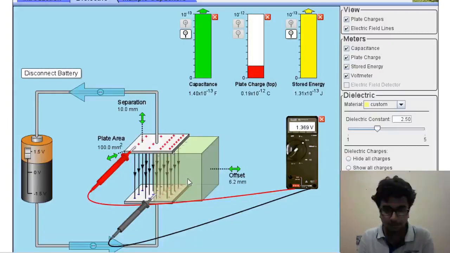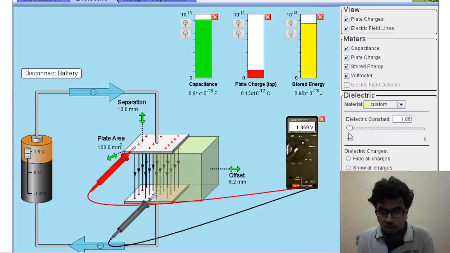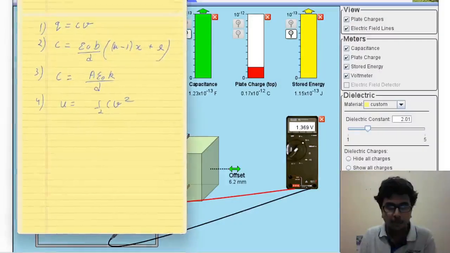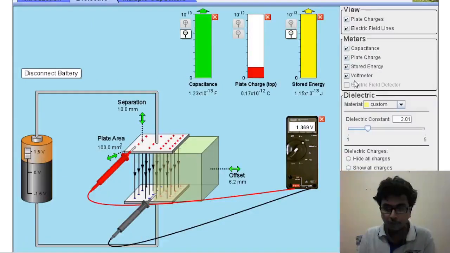Now let's do one more thing. Suppose we change the dielectric constant from 1 and we increase it. As we can see from our theory, capacitance is equal to A epsilon K by d, where K is the dielectric constant. So capacitance varies linearly with the dielectric constant. If we increase the dielectric constant from 1 to 5, the value of capacitance will increase linearly. Similarly, charge, which is given as CV, will also increase. The stored energy, which is half CV squared, will also increase.